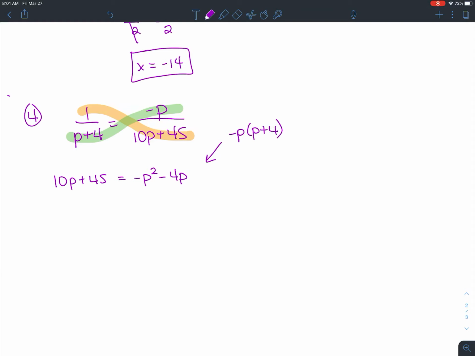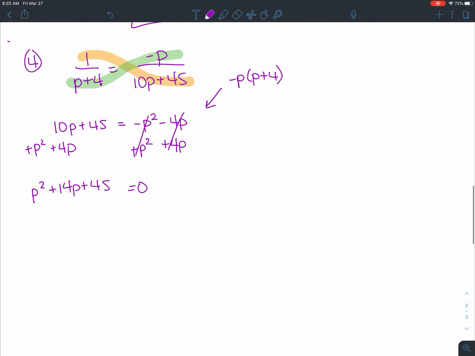Okay. Now I have a p squared, and this one's not going to cancel out because if I add it to the other side, it doesn't reduce. So I'm still going to add it to the other side. I'm going to put it out here so it isn't underneath something it doesn't have a like term with. I'm going to make this equal 0. And we get p squared plus 14p plus 45.